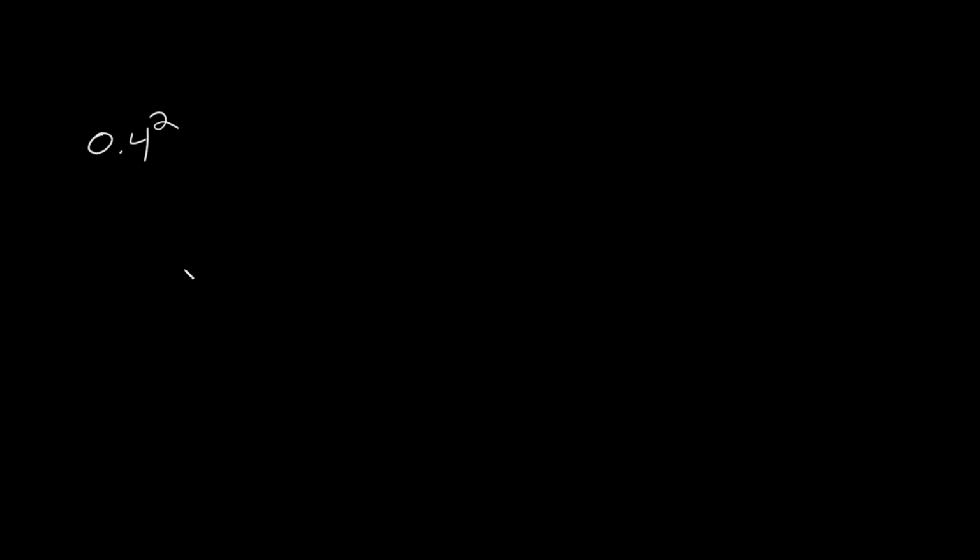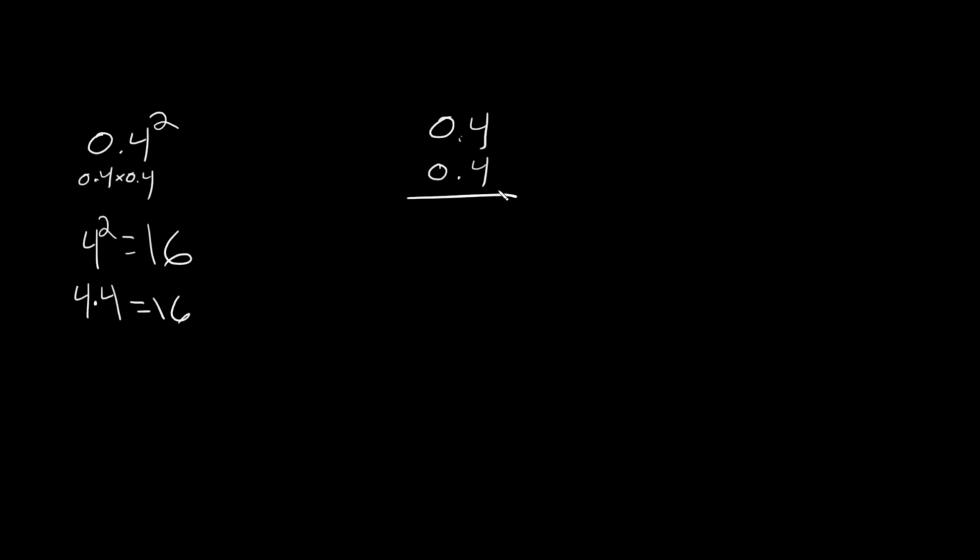So let's say we already know that 4 squared is equal to 16, because when a number is squared, it's just being multiplied by itself, and 4 times 4 is equal to 16, right? So now we can try and evaluate this number. Remember, this is 0.4 times 0.4. We will just multiply. So 4 and 4 is just 16.